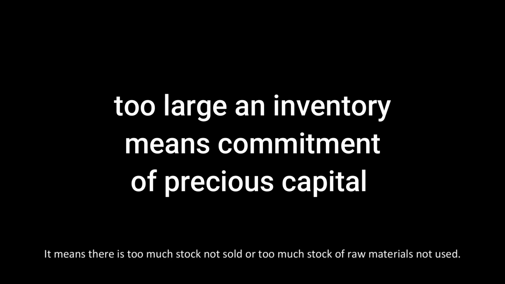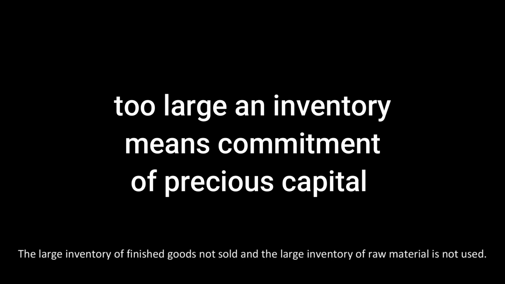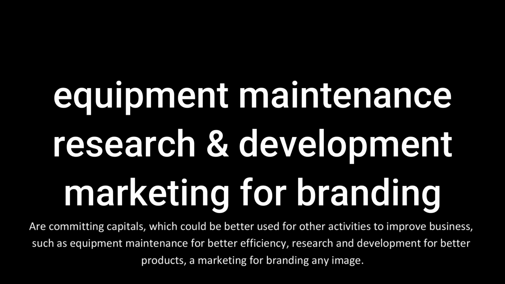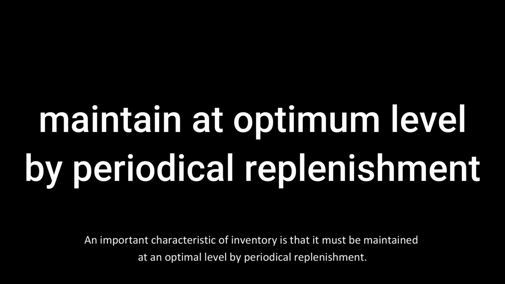It means there is too much stock not sold or too much stock of raw materials not used. The large inventory of finished goods not sold and the large inventory of raw materials not used are committing capital which could be better used for other activities to improve business, such as equipment maintenance for better efficiency, research and development for better products, and marketing for branding and image. An important characteristic of inventory is that it must be maintained at an optimal level by periodical replenishment.